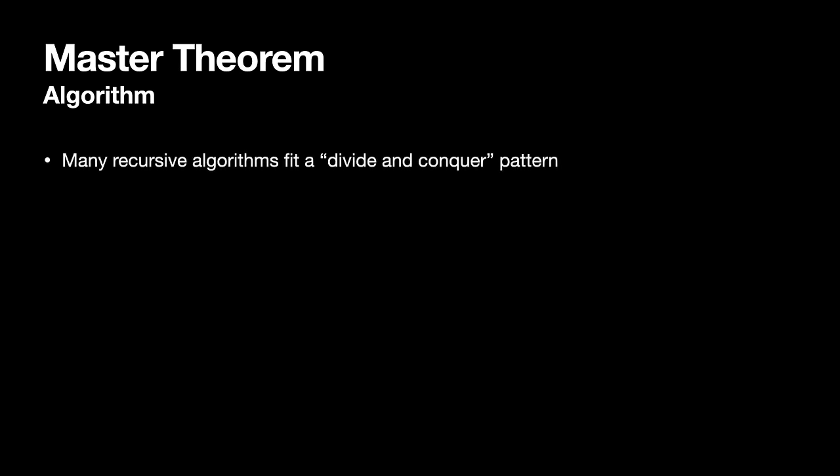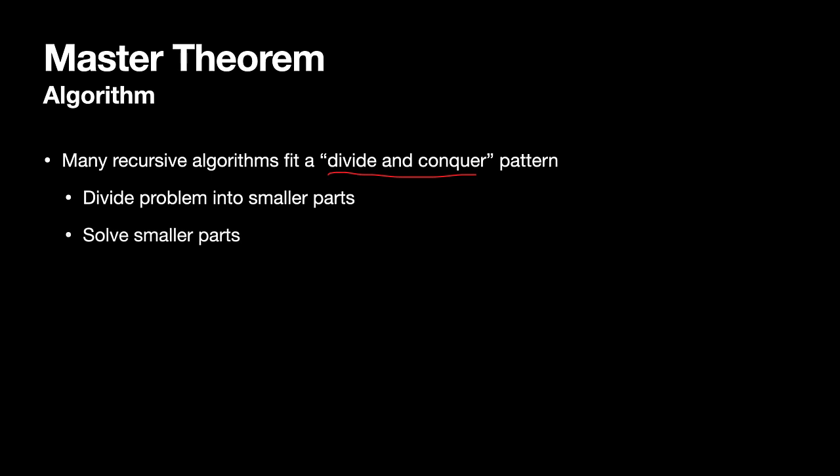Okay, so the master theorem largely describes algorithms that fit into a category called divide and conquer algorithms, or they have the divide and conquer pattern. The typical approach here is that they divide a problem into smaller parts, and they solve those smaller parts. That would be the conquering part. And then they combine the solutions to the smaller parts together to come up with an overall solution. So that also falls into the part referred to as conquering the problem.